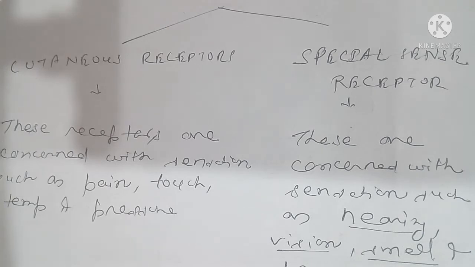And second is the spatial sense receptor. What is this? These are concerned with sensations like hearing, vision, our senses: eye, ear, tongue, smell and taste, nose. These spatial sense receptors are responsible for sensations like hearing, vision, smell, and taste. That is the exteroceptor. Second is the proprioceptor.